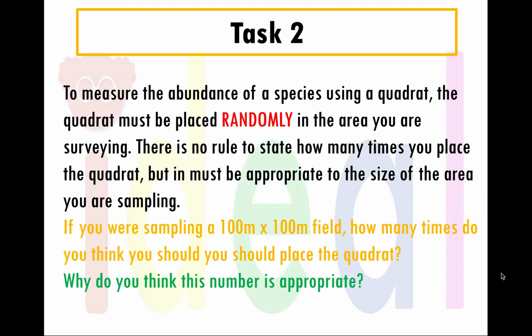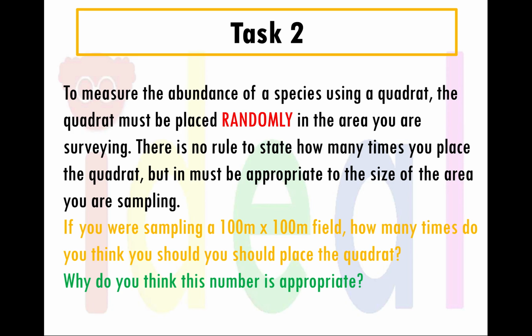So it's important when we're using quadrats to make sure that we're doing this randomly. And that is important because we don't want to be throwing this quadrat in the same area, especially if we've got a very large area to look at. There's no rule to how many times you place the quadrat, but it must be appropriate to the size of the area that you are sampling.